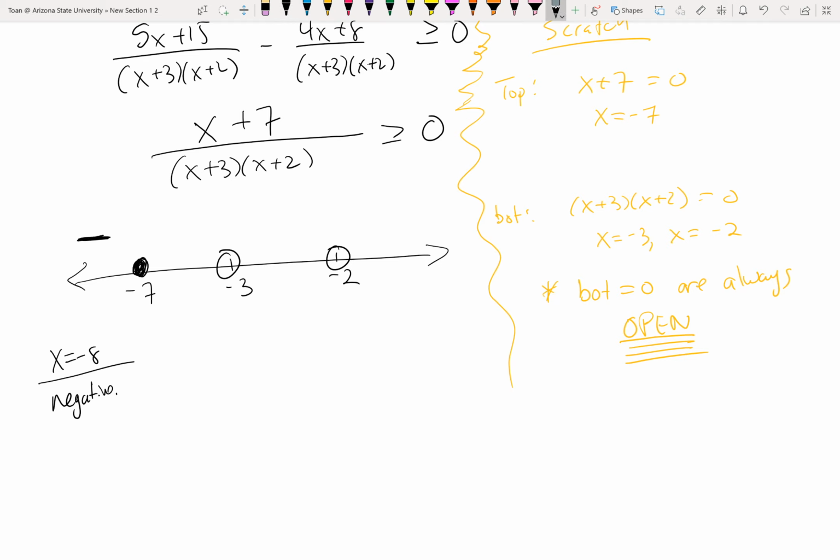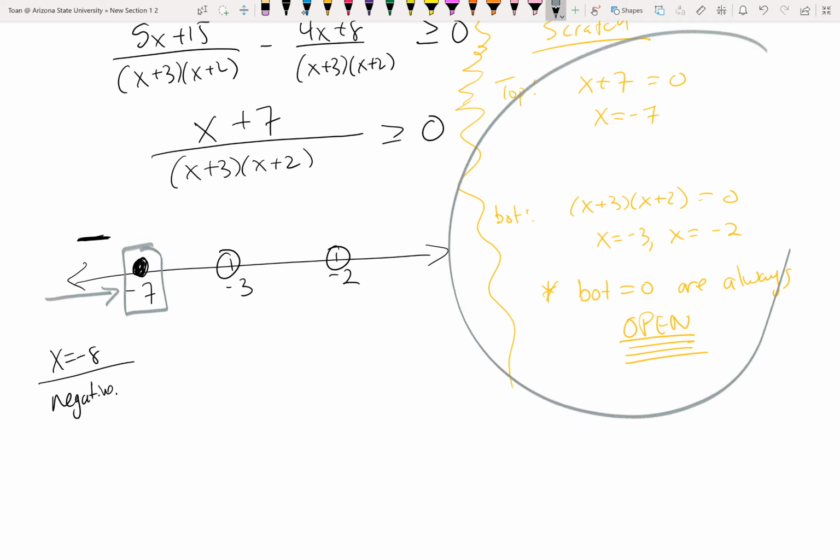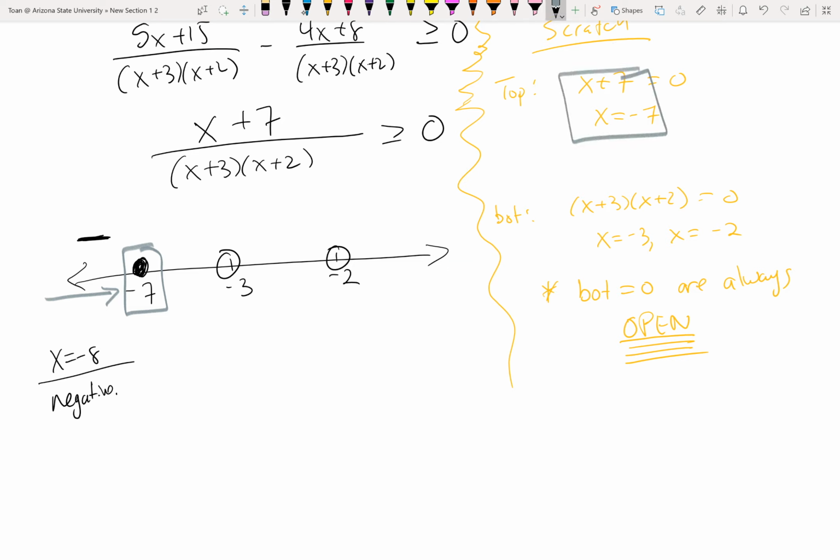To fill out the rest, you just use multiplicity. So let's go from left to right. I'm going to approach negative 7. Where in our scratch work did we get a negative 7? We got him from this guy here. Well, did this parentheses, x plus 7, have any exponents? The answer is no. So the exponent is always a 1, which is an odd multiplicity. Odd multiplicity means we change symbols. So from the left it was negative, it will change to the right positive.